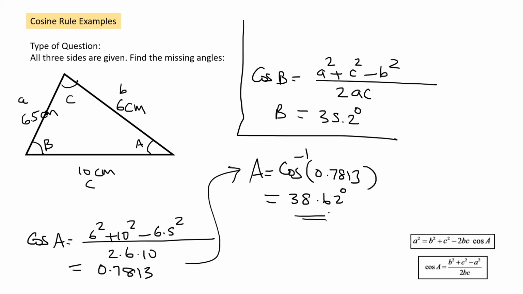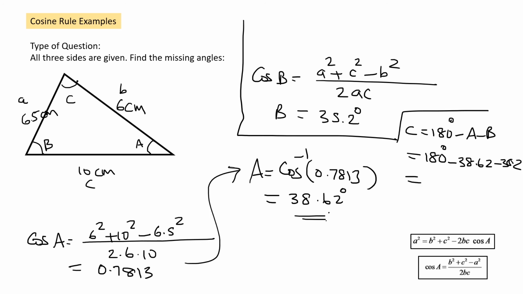Okay. Now, in order to find the third one, we don't need to redo everything, because C is actually 180 degrees minus A minus B, which is 180 degrees minus 38.62 minus 35.2, which would give you 106.2 degrees, to 1 decimal place accuracy.